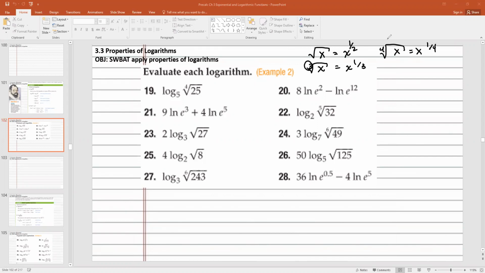That number in the front, that nth root, is going to be your denominator. Okay, and the same thing applies here. So look at 26. And if you want to try number 19, feel free to. All right, 26, here we go. And this is going to be the last one for today.